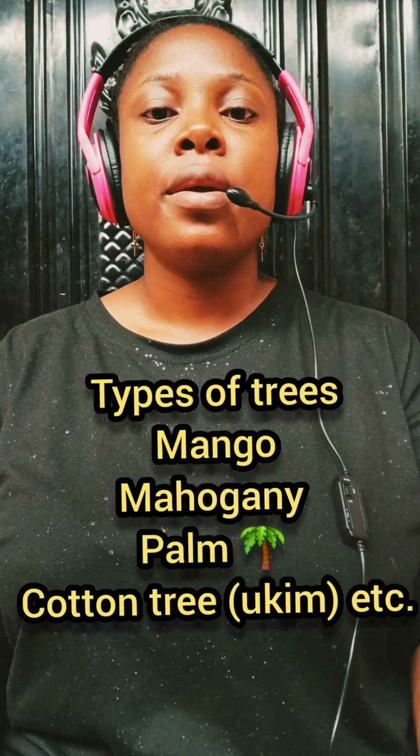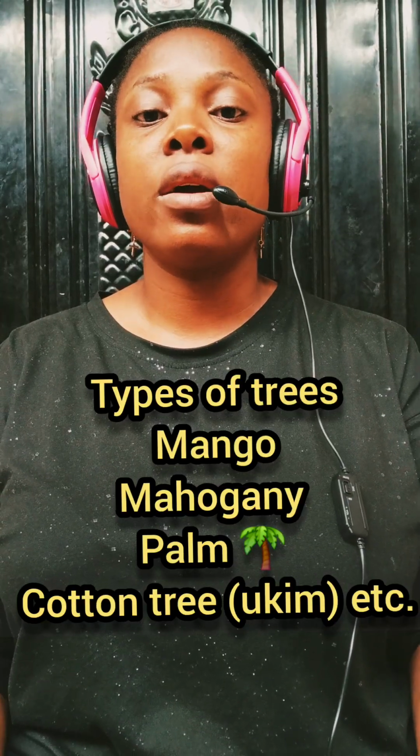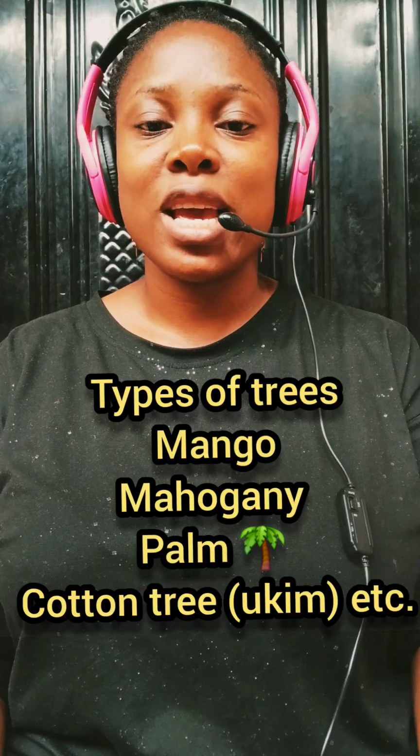Mango tree, everybody knows mango tree. We have ukam. Ukam is a cotton tree. So they all belong to one family known as eto.